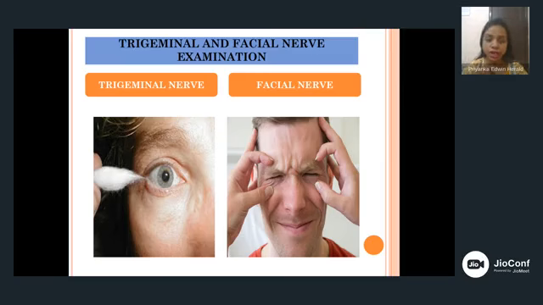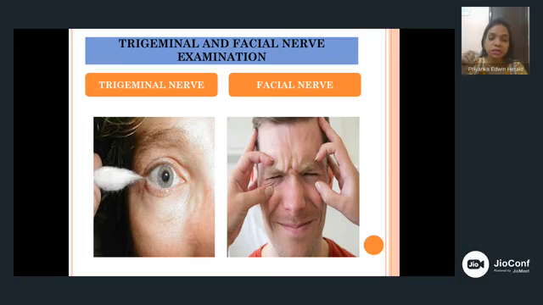First is the trigeminal nerve. Mainly the ophthalmic branch of the trigeminal nerve is affected in leprosy, and that branch supplies the sensation over the cornea. We check the trigeminal nerve by checking the blinking of the patient, whether the blinking is present or not. If the blinking is absent in any patient, then we can say that the trigeminal nerve is affected.